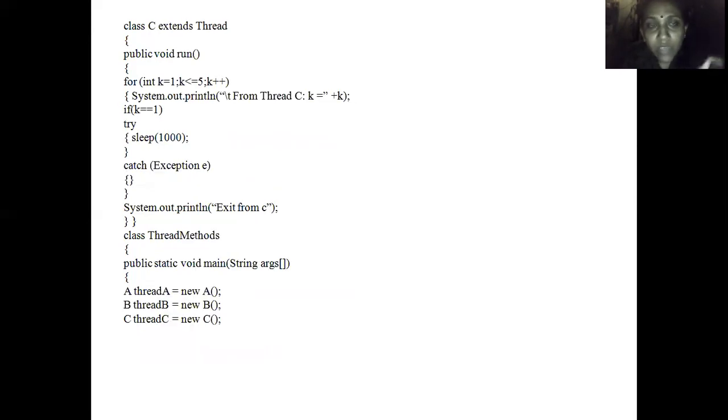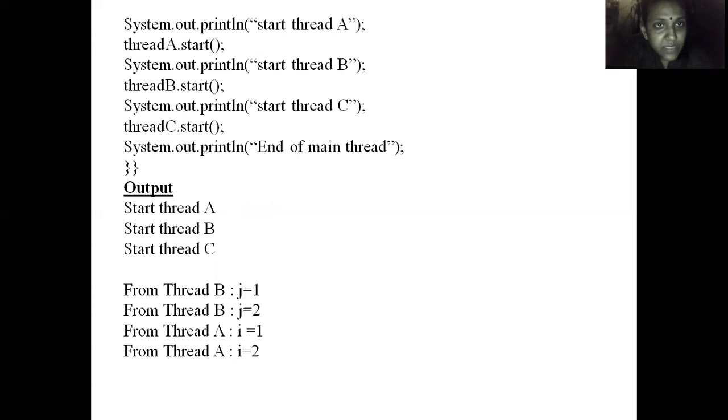And then we have our class C. It is also extending the Thread class, and it is also supposed to run 5 times. But if k equal to 1, during the first iteration it is sent to the sleep state for 1000 milliseconds. Then the thread objects A, B, and C are created, and the start method is called with the help of those objects.